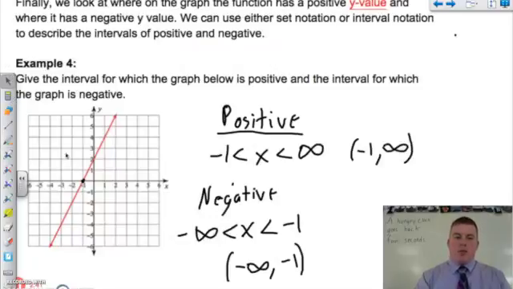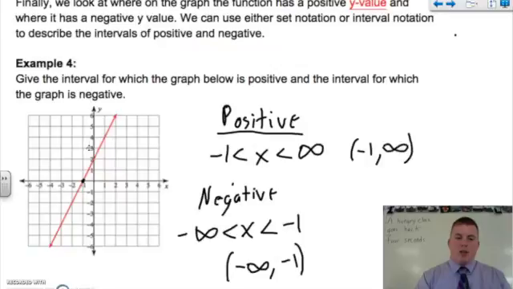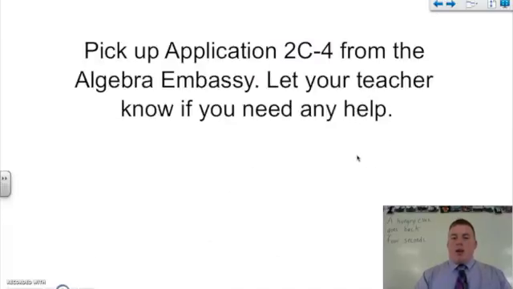This is probably one of the easier characteristics. Again, you're just looking at what x values the graph is above the x-axis and what x values the graph is below the x-axis. So that wraps up our other characteristics.